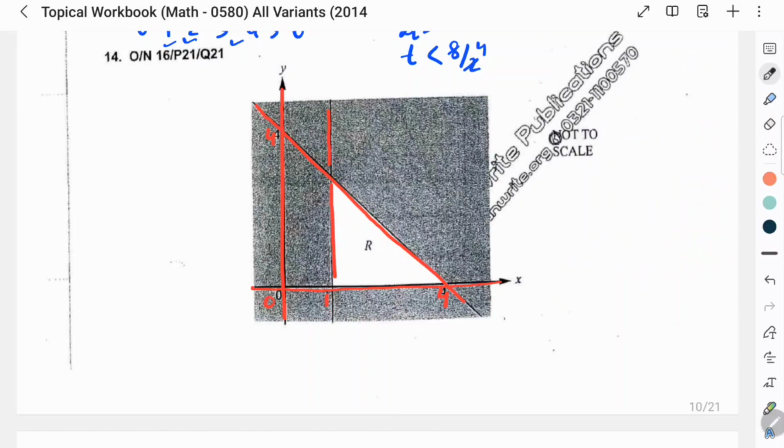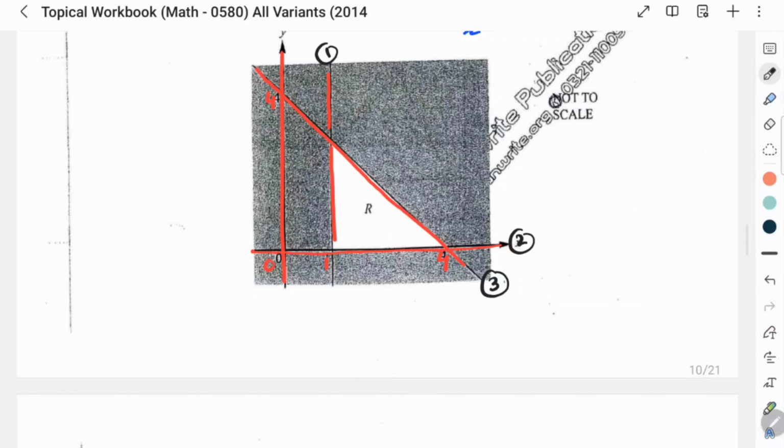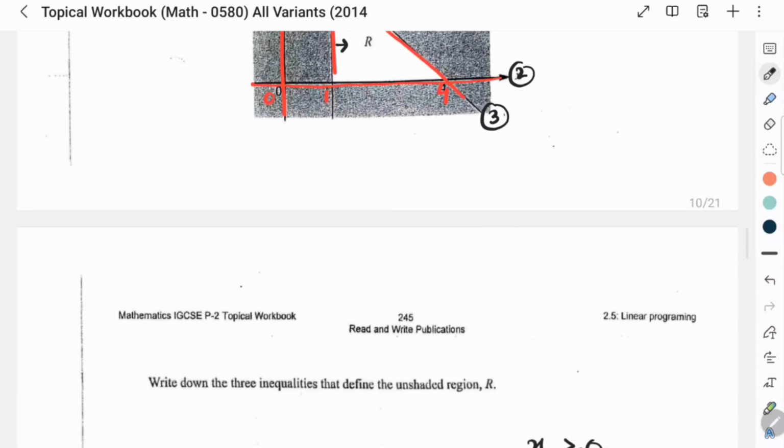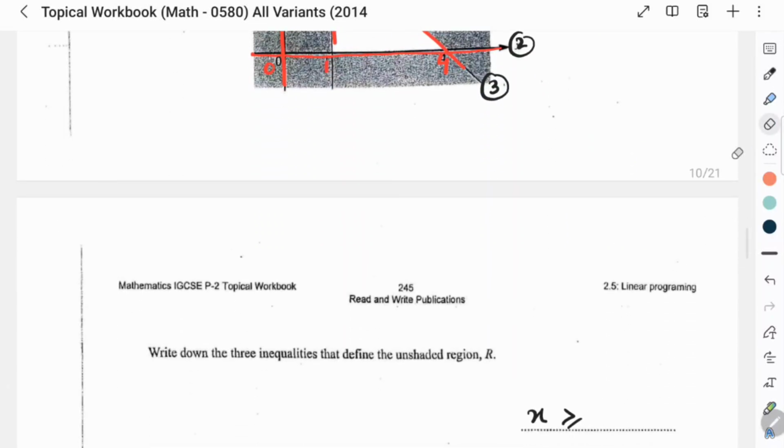So in this question, October, November 2016, paper 2-1 and question 21. Alright, so we have 1, 2, 3 lines, because it's a triangle. So the first line is a vertical line passing through 1 on the x-axis, and the region is on the right side. So we write down x is greater than or equal to 1.